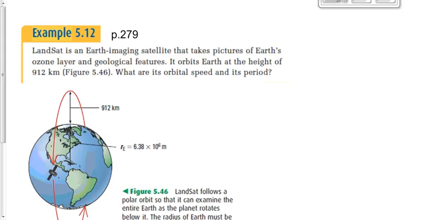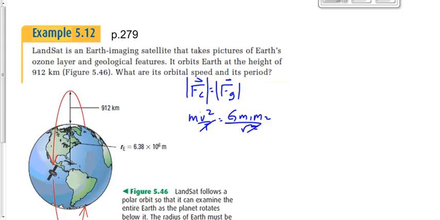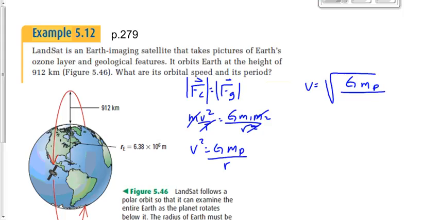What's the orbital speed and its period? All right, we have to go an extra step on this one to find the period here. We know that Fc equals Fg. This is what we do. We derive the equation. We cancel things out. Left with v squared is equal to G times the mass of the producer over R. And we want to find the orbital speed. So we're going to say v is equal to the square root of G times the mass of the producer over R.